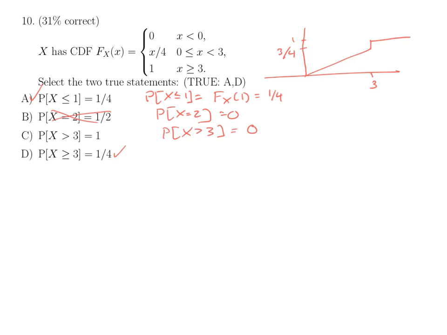So we have a question here from Tim, and he says, what does it mean that the probability x equals 2 equals 0? If you plug in 2 to the CDF, the answer would be a half. And what this means is the following.